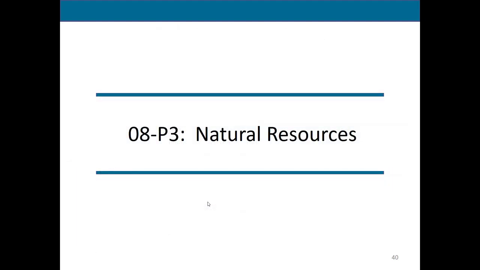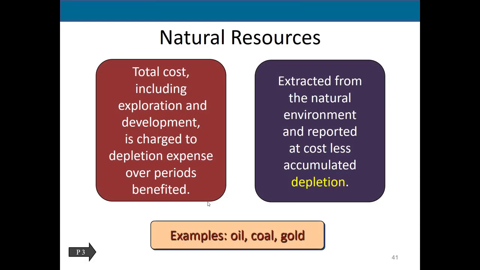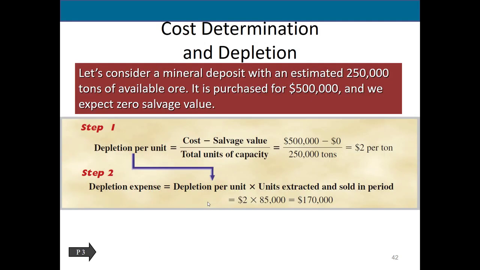All right, let's talk about natural resources. Natural resources are those things that are either hidden in the ground or maybe they're above the ground, but they're extracted from the natural environment, okay? The total cost of natural resources is any exploration, any research and development, anything that we did to figure out that natural resource so that we could use it up. Oil, coal, gold, any type of mineral that we can get out of the earth. What about timber? So if we can get lumber off of land as well.